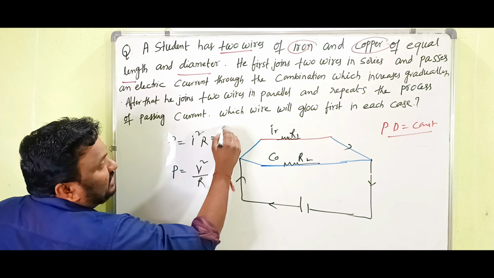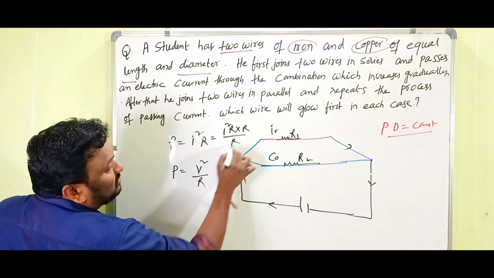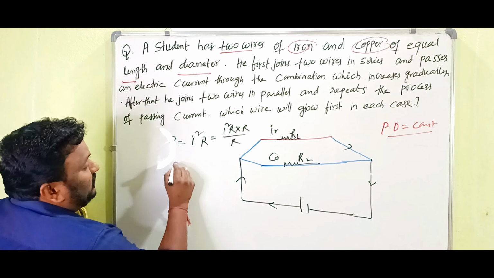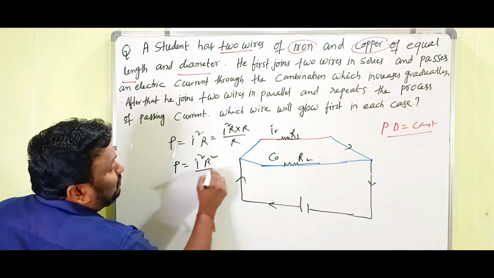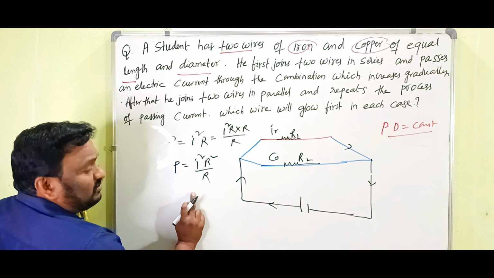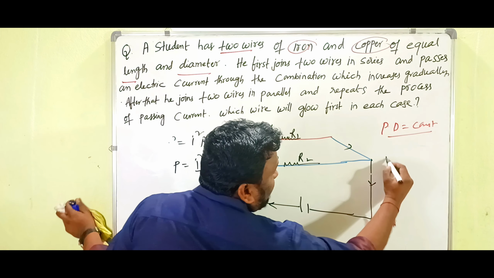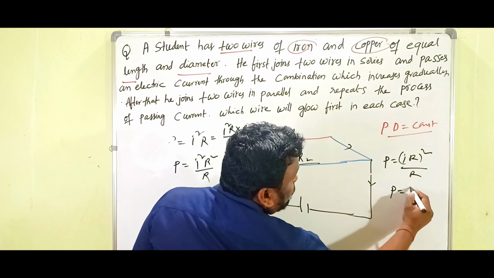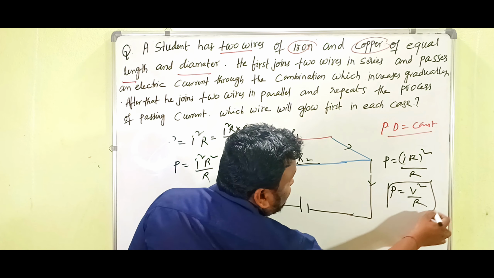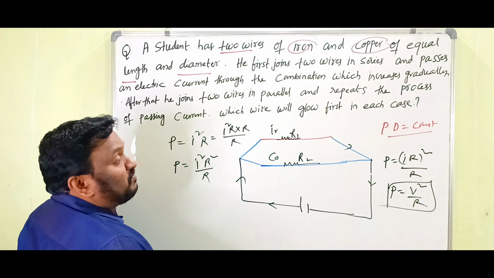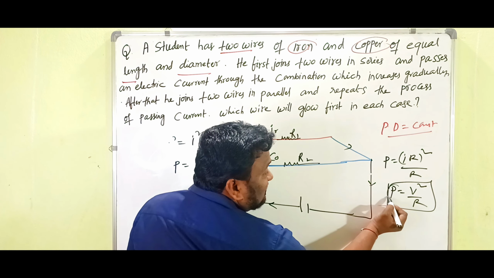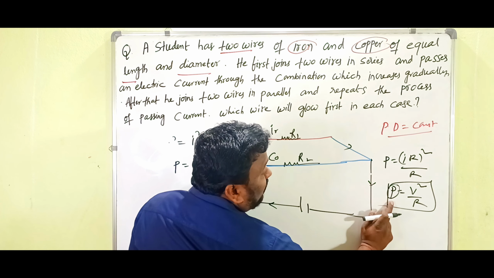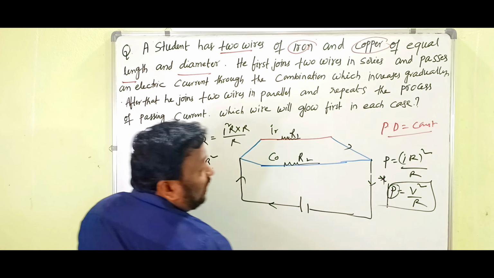Clear? So it is nothing but I square R into R by R. Then what do you get, children? P is equal to I square R square by R. I square R square means P is equal to IR whole square by R, that is equal to V square by R. So for parallel combination, the power dissipated, the power loss, heat loss or ohmic loss is given by the formula P is equal to V square by R.